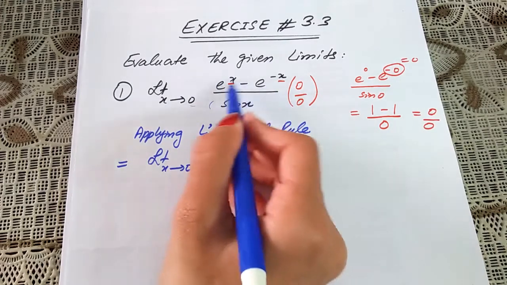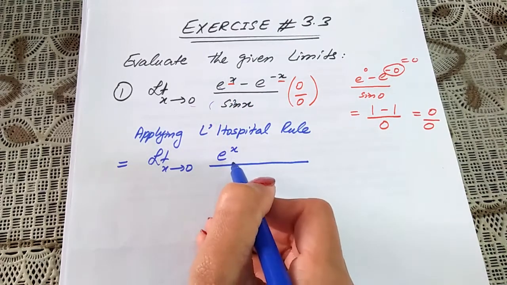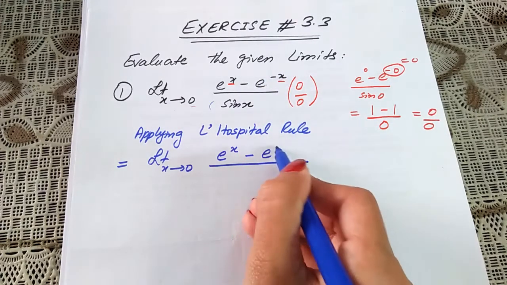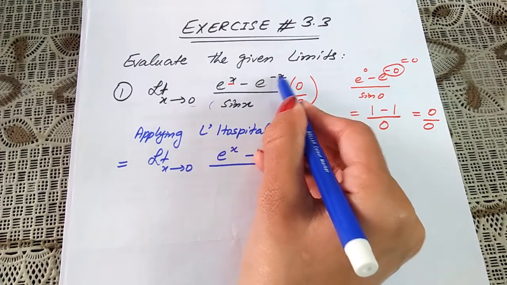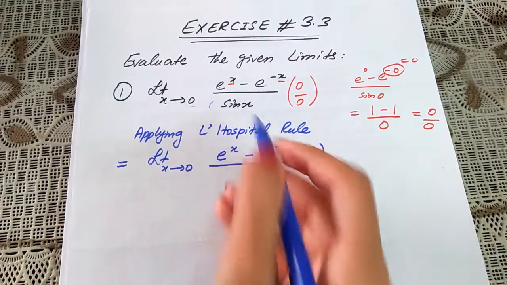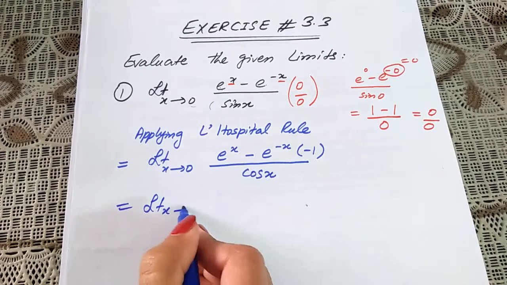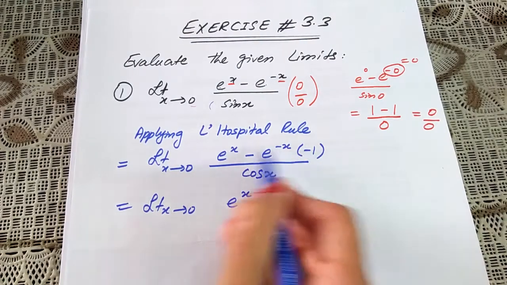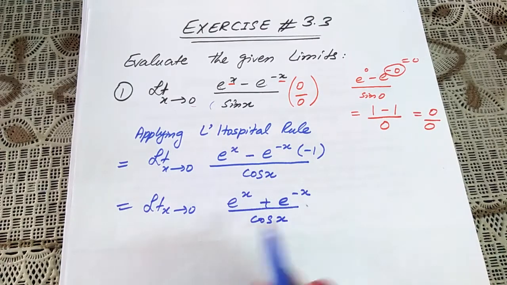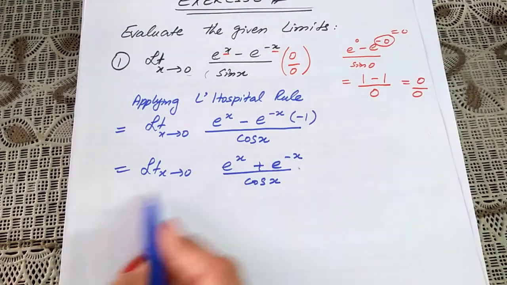Now differentiating the numerator, e raised to power x, differentiation of e raised to power x remains e raised to power x, minus differentiation of e raised to power minus x will be e raised to power minus x, and the differentiation of minus x will give us minus 1. Differentiation of sin x will be cos of x. Now just rearrange it, e raised to power x plus e raised to power minus x over cos of x. Now apply the limit on the function.